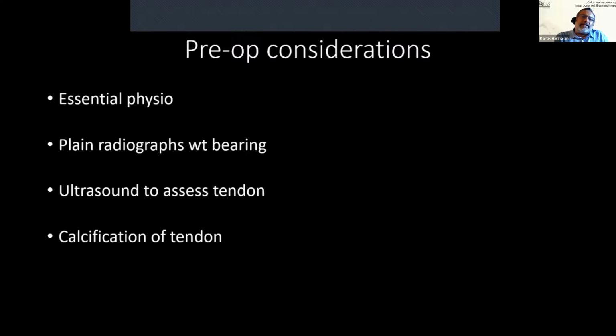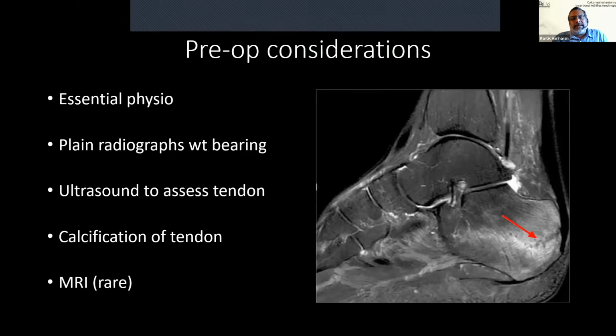You can also pick up calcification of the tendon, which may be relevant because you may not be able to do this in isolation and may have to open up the tendon to debride it. So therefore, the MRI scan only comes into force in my practice when I'm suspecting other pathologies such as stress fractures or fragility fractures in my patients.